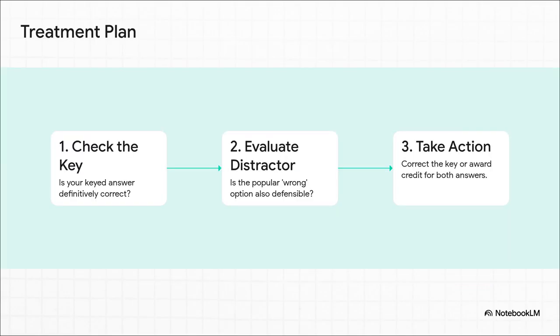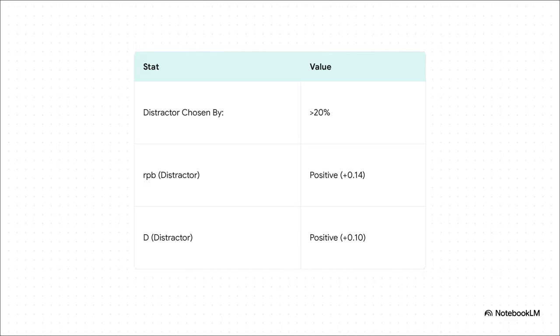The treatment plan here is pretty straightforward. First, just go check your answer key. Was it a simple typo? It happens. If not, take a hard look at that popular distractor. Is it also a defensible answer? Maybe based on new guidelines or a nuance you missed. From there, you just take action. Either correct the key in the system, or if both answers are plausible, award credit for both. Easy fix.